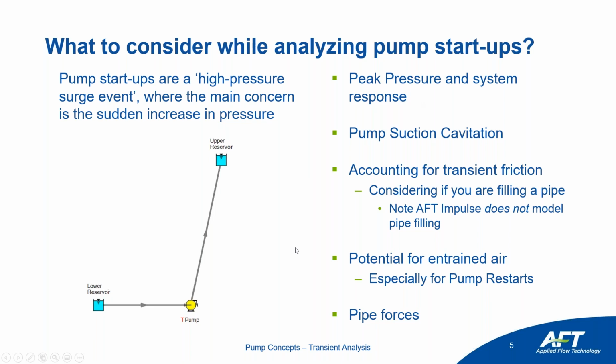Some on the low pressure side, so the sudden creation of flow causes the change in energy, dropping the static pressure in this line, potentially enough to cavitate either in the line itself or at the pump. Transient friction, which is important in transient analysis in most cases anyway, anytime that your flow rate is going to change significantly. And then also the potential for entrained air and the pipe forces, which are much more of an aside in this case, and we won't look at analyzing these cases in particular.